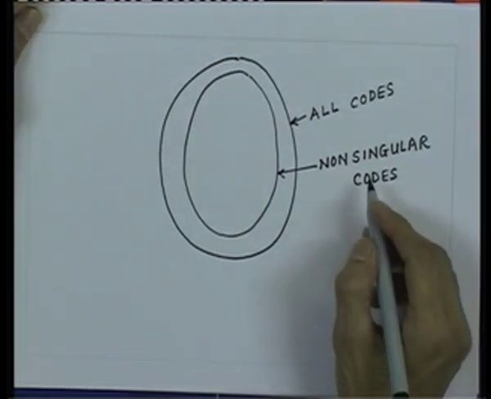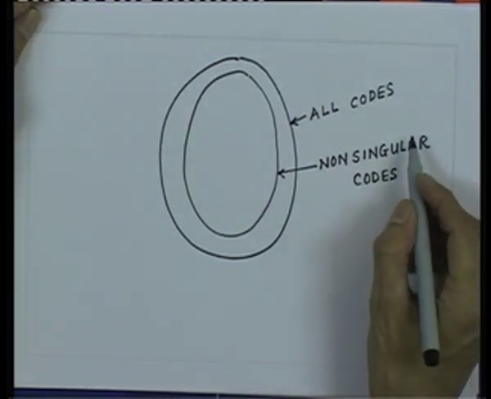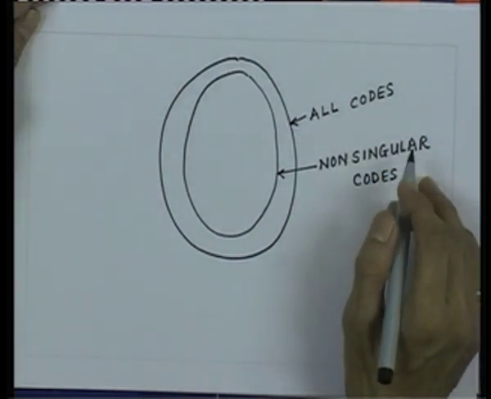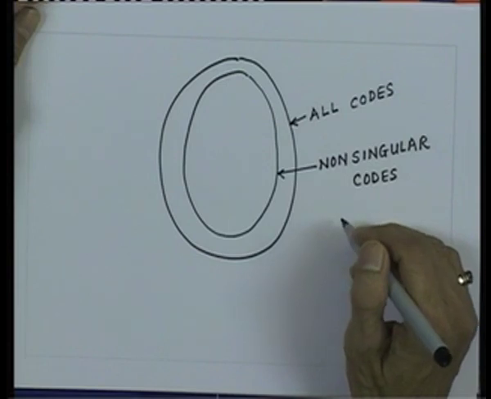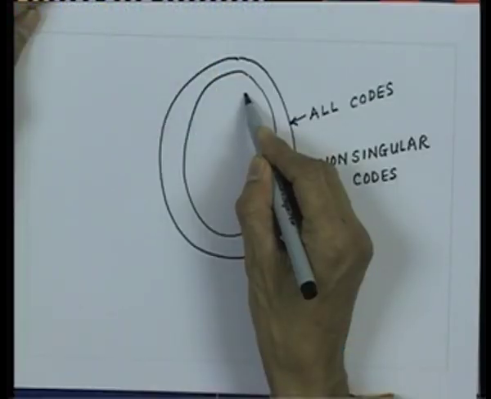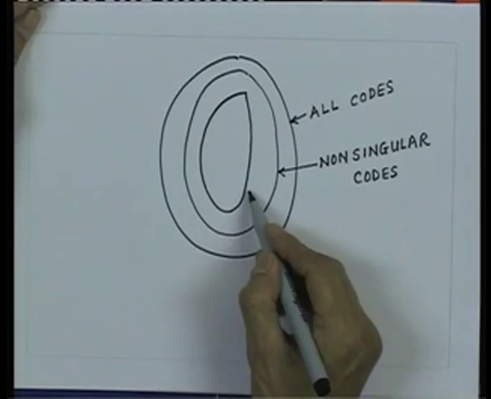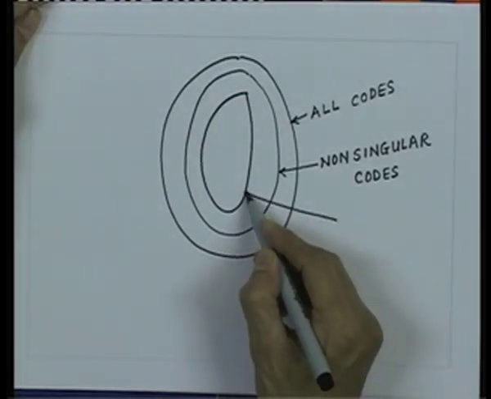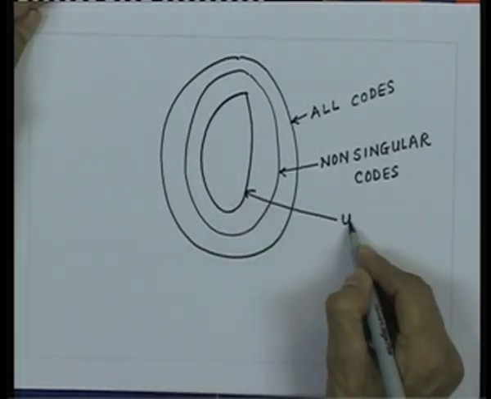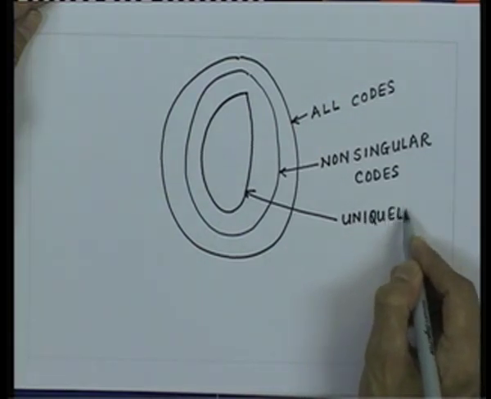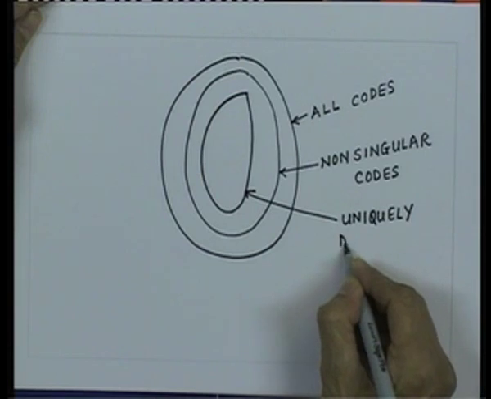We have also seen that just the constraint of non-singularity is not sufficient for us to decode the sequence of code symbols. So, what we want is that the code should also be uniquely decodable, and that forms another subclass of non-singular codes, and this is a subclass, and that is uniquely decodable codes.